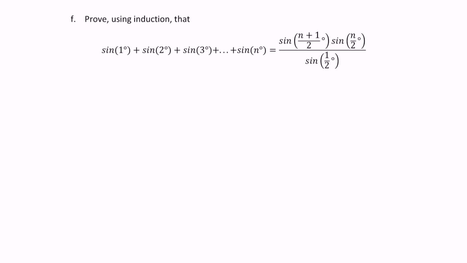Okay, I'm going to go through my answers to part F of the maths puzzles. This is a proof by induction, so we need to prove three cases: the base case, the kth case, and the k plus 1 case. So let's do the base case first, n equals 1.